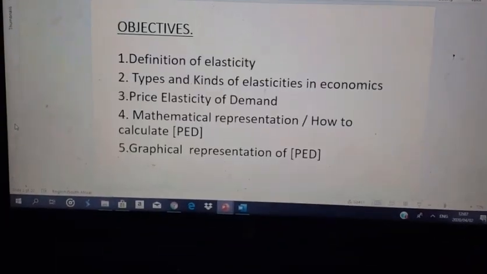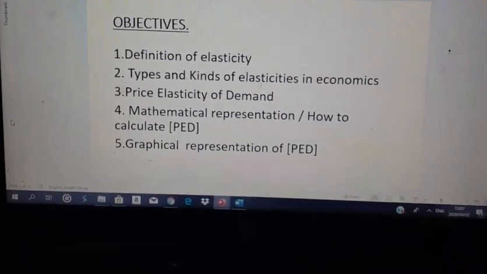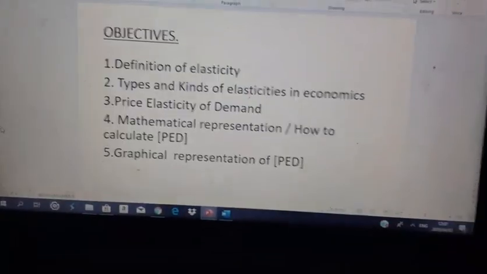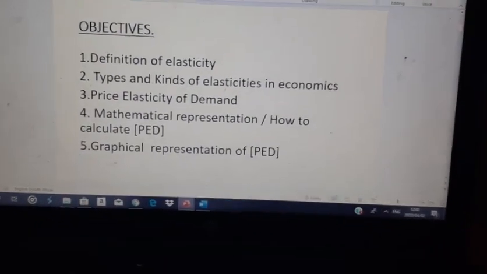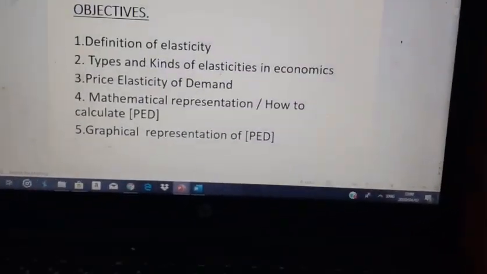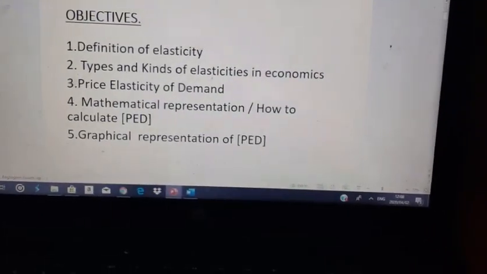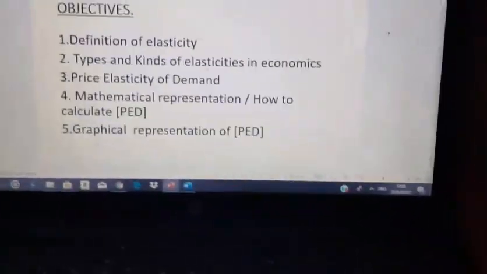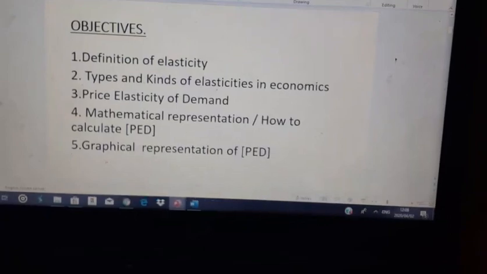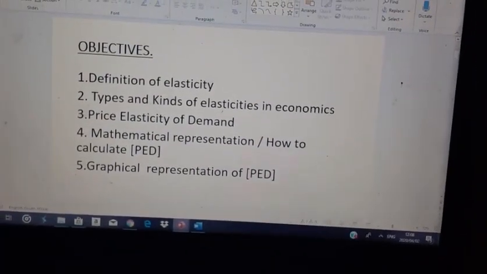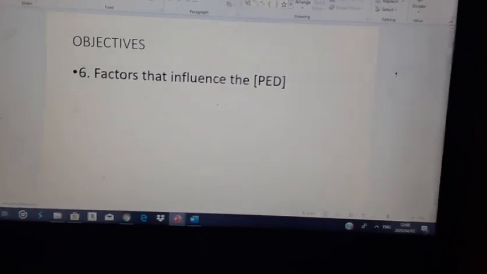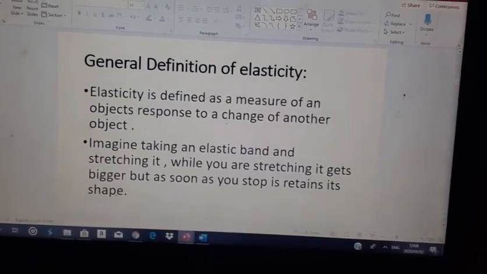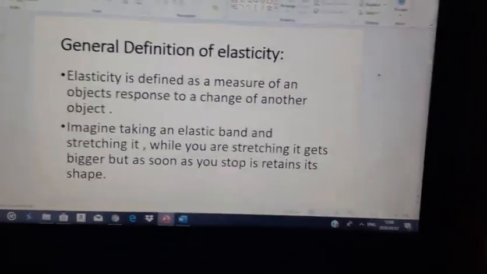For today's lesson, I want us to know these 6 objectives. I want you guys to know the definition of elasticity, the types and the kinds of elasticities in economics, and then we will focus more on the price elasticity of demand, focus on a mathematical representation of the price elasticity of demand, that is how to calculate the price elasticity of demand, also the graphical representation of a price elasticity of demand, and factors that influence the price elasticity of demand. Okay, we can now start with a definition of a price elasticity.